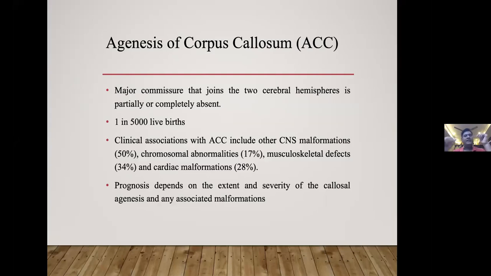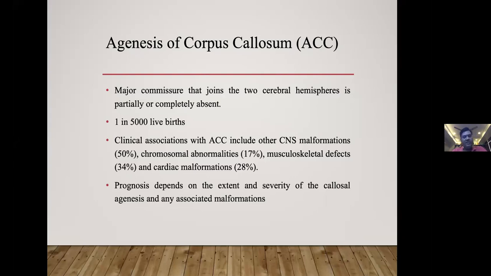If you look at the agenesis of corpus callosum, again it is slightly commoner, seen in 1 in 5,000 live births. Clinical associations with absent or agenesis of corpus callosum include other CNS malformations in almost half of the cases, chromosomal abnormalities in 17% of the cases, musculoskeletal defects, and almost 1/4 of them also have cardiac malformations.